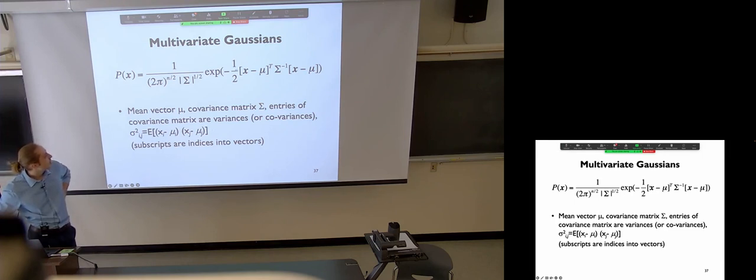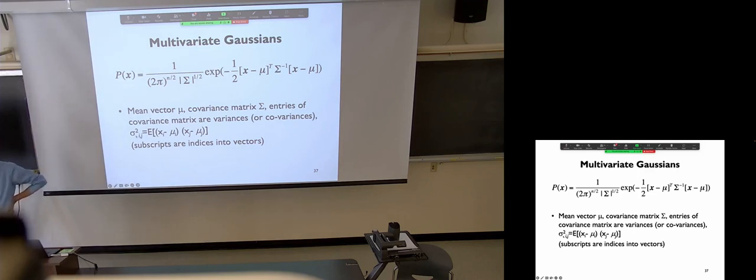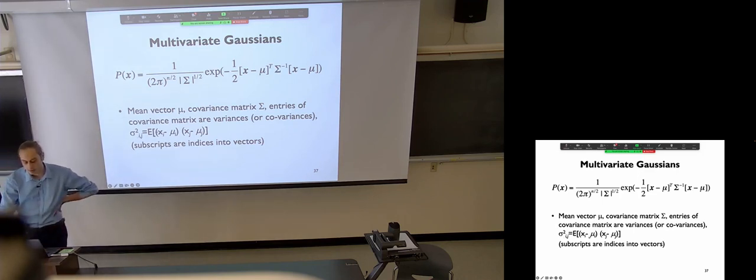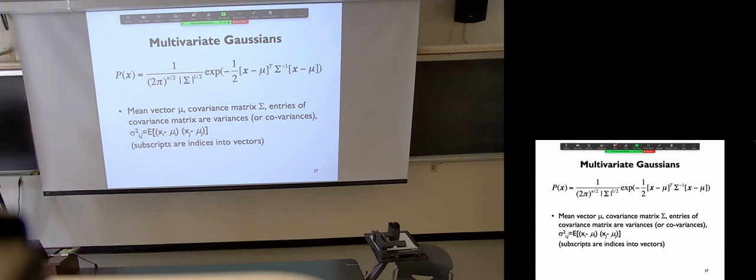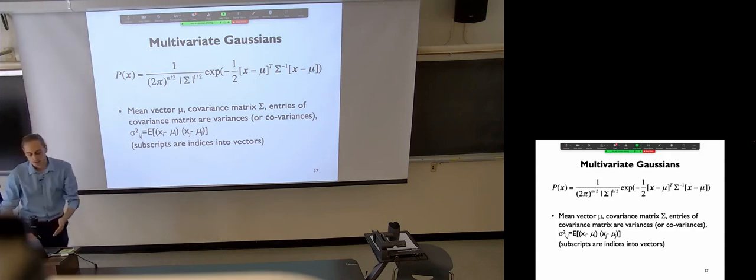And here, sigma now is a covariance matrix. Each element in sigma is sigma ij squared, which has this particular formula. This is the covariance between xi and xj, and these are different dimensions in the data. So if x has d dimensions, we take two of those dimensions and compute the covariance between those dimensions.